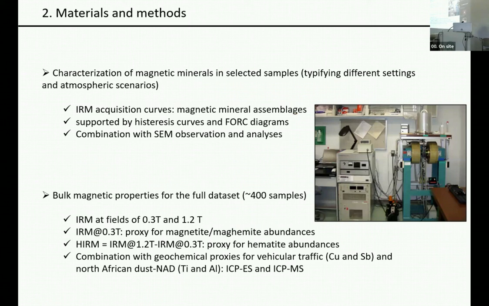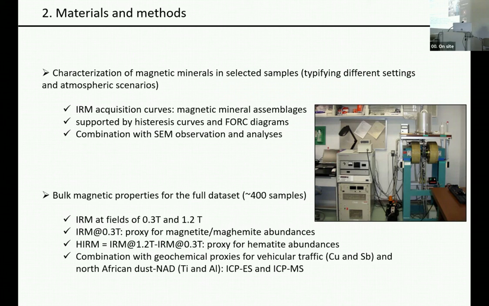The methods that we use: first of all, we did a characterization of the magnetic minerals in selected samples, typifying different settings and atmospheric scenarios. We did a number of measurements. The most important ones are mentioned here.